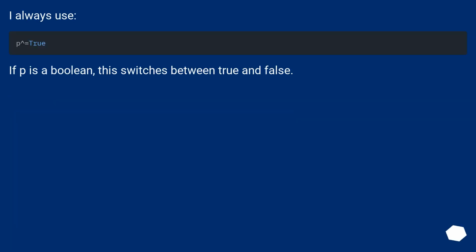I always use this. If P is a Boolean, this switches between true and false.